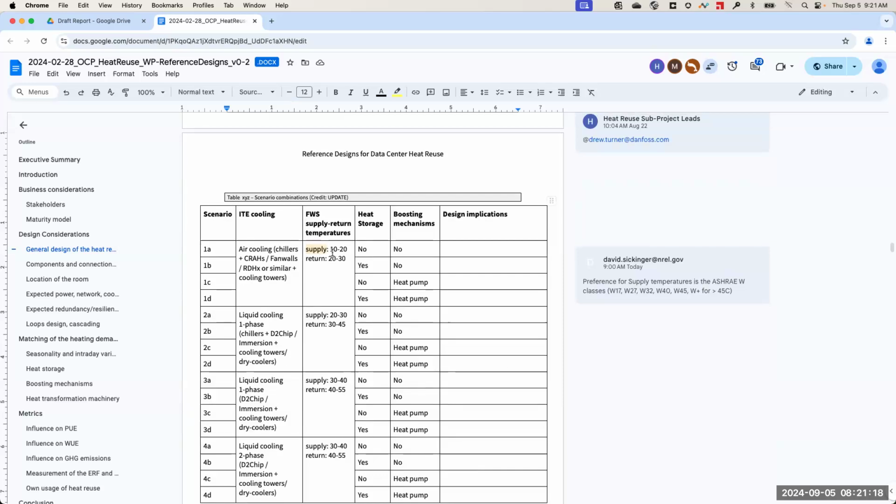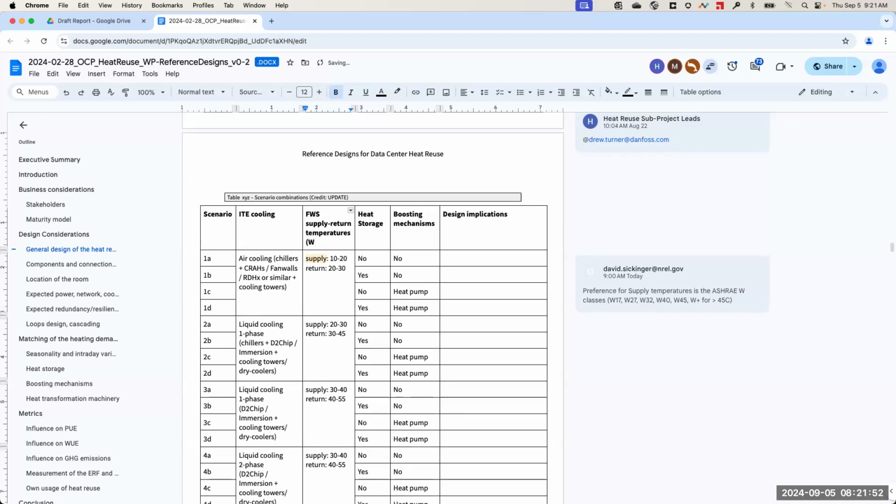The only other thing that I noticed is supply. Where possible, I'm trying to use the ASHRAE W classes. Does everyone know that the temperatures are in degrees C, or do you need to explicitly say it? It would be helpful to probably explain that. Yep, agree. In another document, we just had a very short paragraph about that. But just put it in the header where FWS, just return temperatures, parenthesis, degree C.